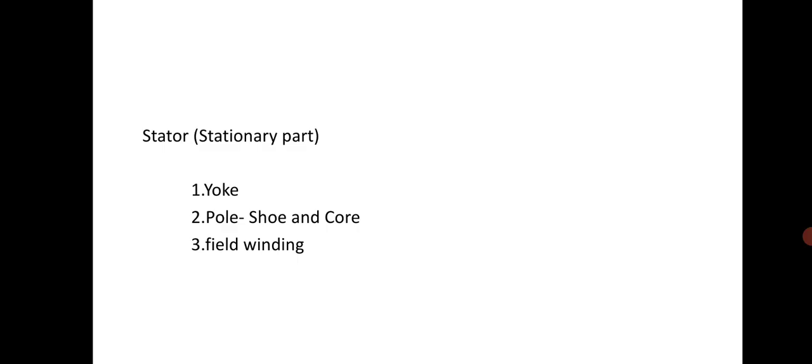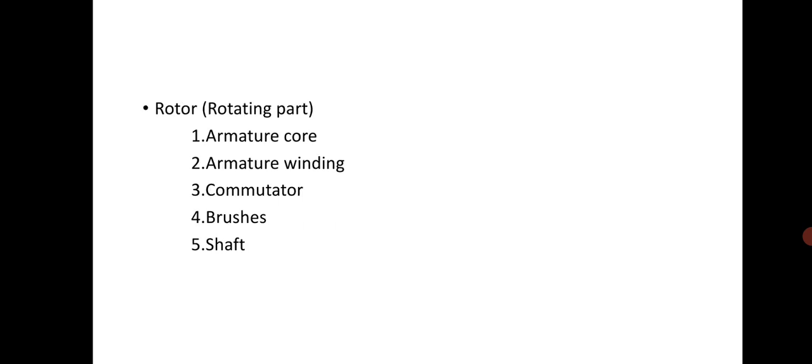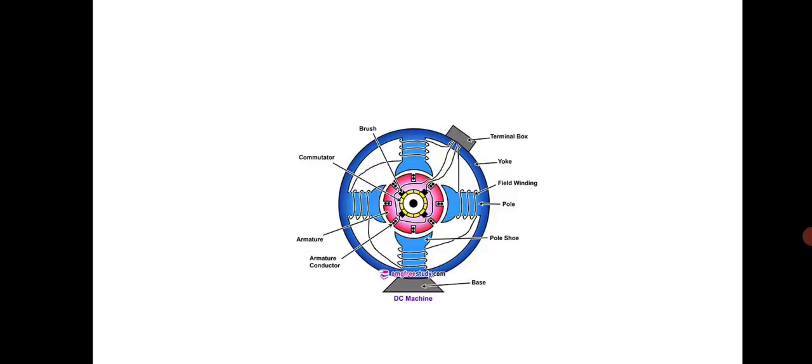Each and every one we will explain. Next one, the rotor. What is rotor? It is the rotating part, right? Rotating part means it is not constant, it is movable. So what are the rotating parts present in a DC machine? Armature core, armature winding, commutator, brushes and shaft. Okay, next we see one by one.